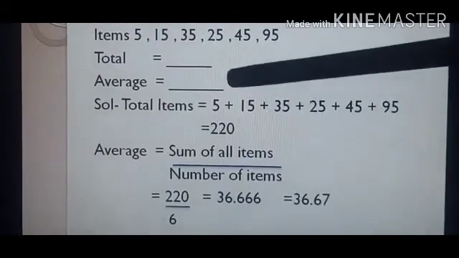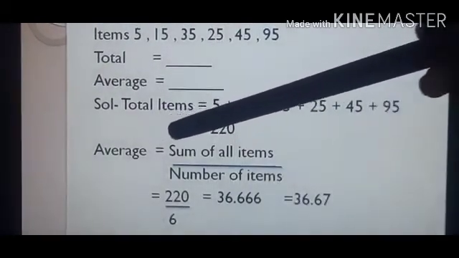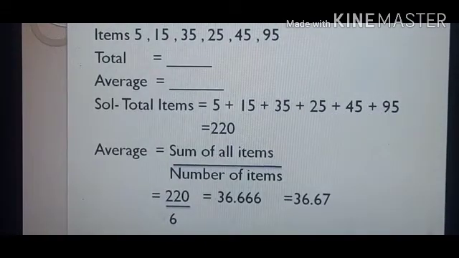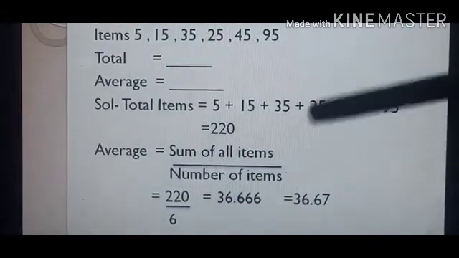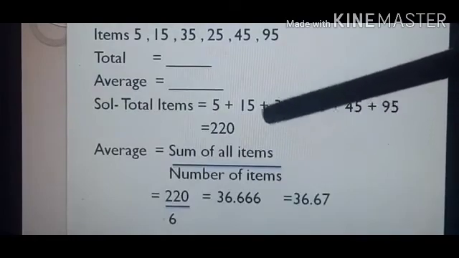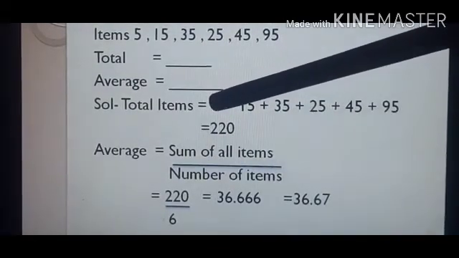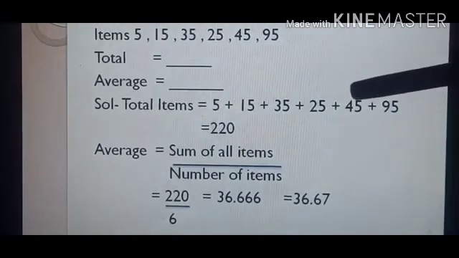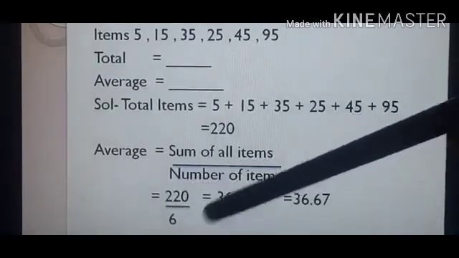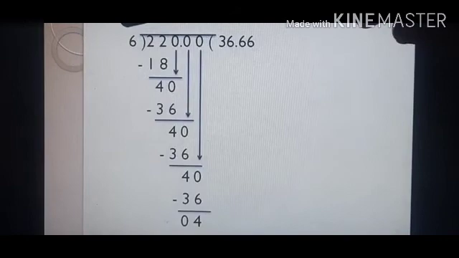Now one more fill-up is there to find out, the average. As you know the formula of average, average is equal to sum of all the items divided by number of the items. You can write down sum of all the values divided by number of the values. That is also correct. So the sum of all the items is 220. Number of items, count is 1, 2, 3, 4, 5, 6. So number of items are 6. 220 divided by 6.